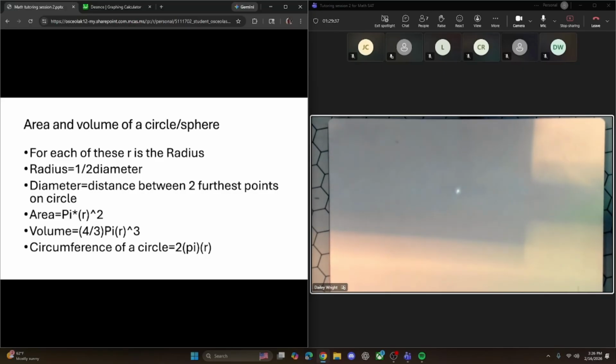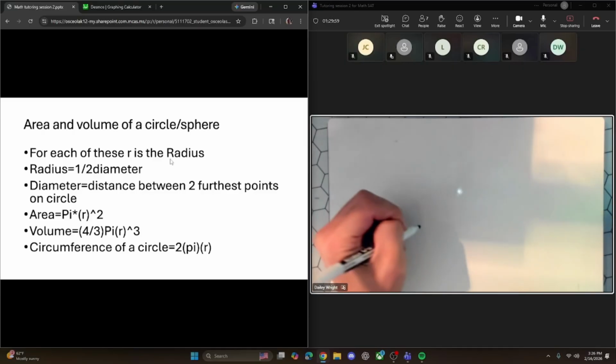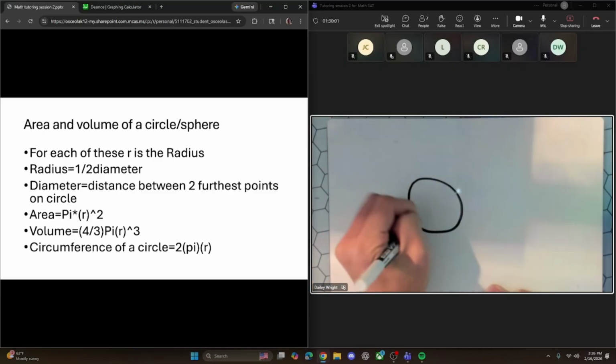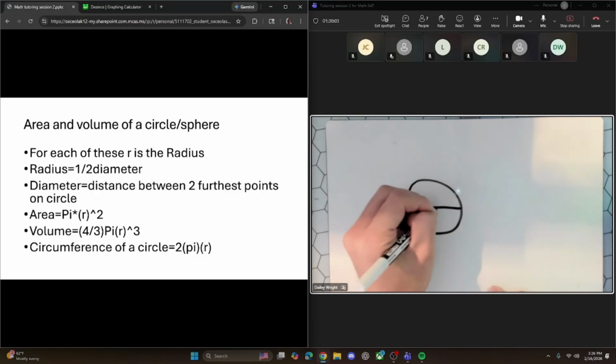Area and volume of a circle and sphere. This one's not too important, but you'll see a question on the SAT now and then for these types of questions. For each of the equations I'm going to show you here, R is the radius. And the radius of a circle is 1/2 of the diameter. So this is the radius of a circle.